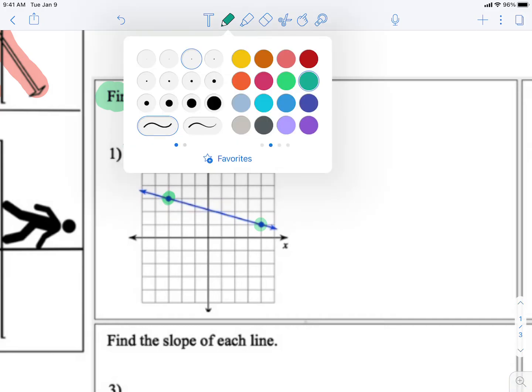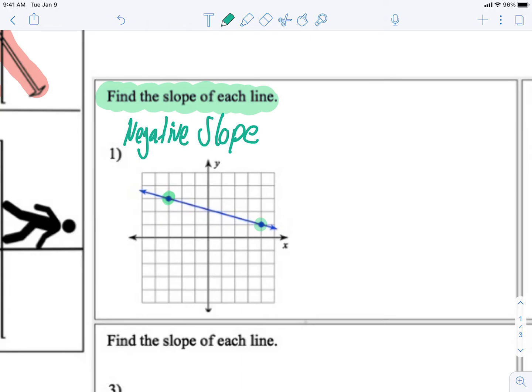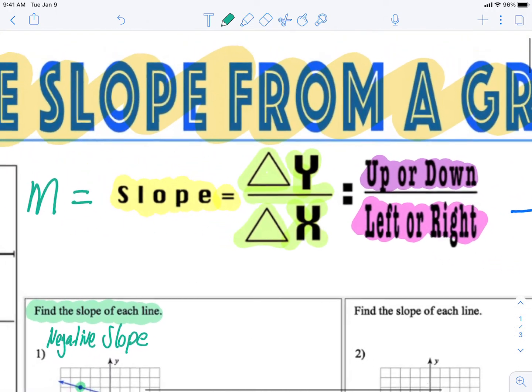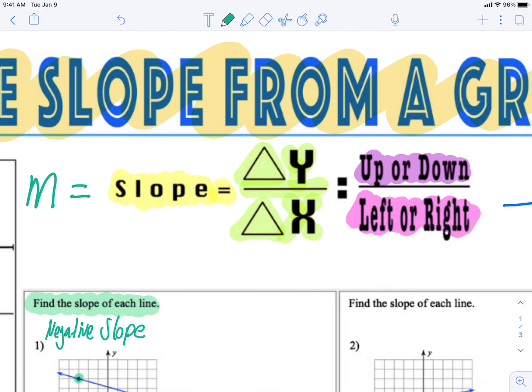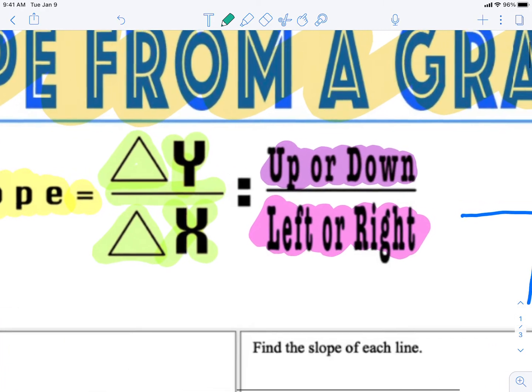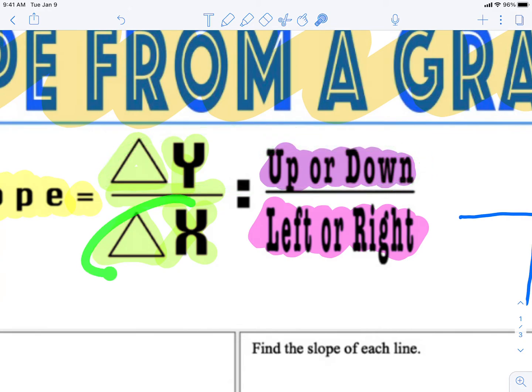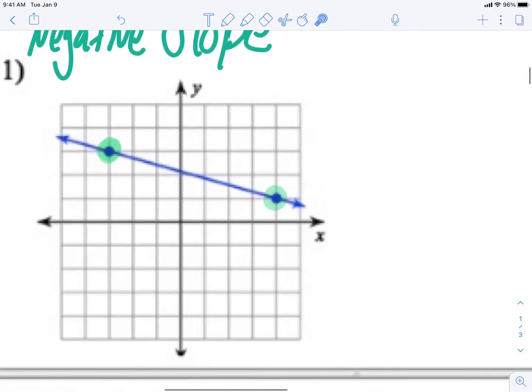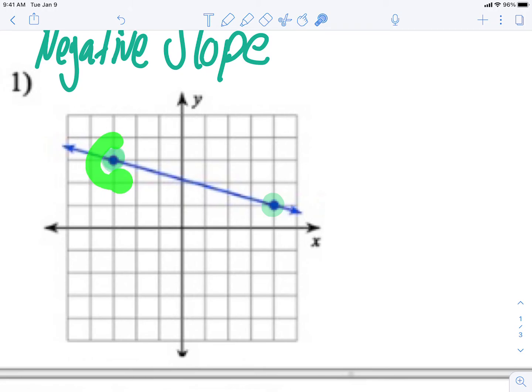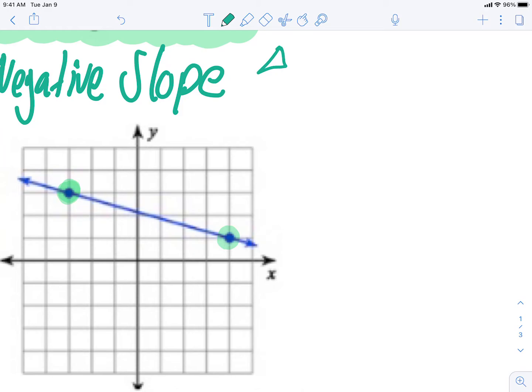What is the slope? Let me show you how we calculate the slope. As we see here, M is equal to slope equals delta y over delta x, right? Delta y, which means up and down. Delta x, which means left and right. So watch what I'm going to do. I want to travel from this point to this point. Now remember, it's my delta y over my delta x. Delta y over delta x. And delta y means up and down.